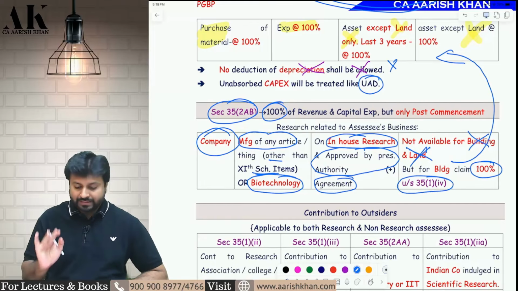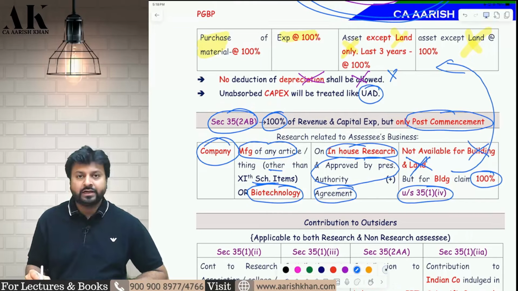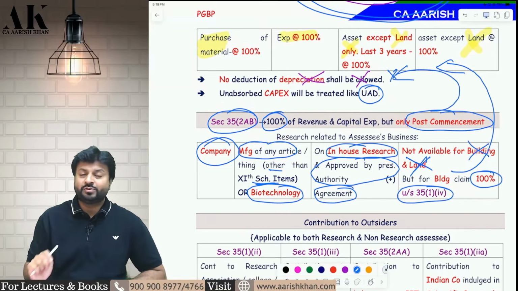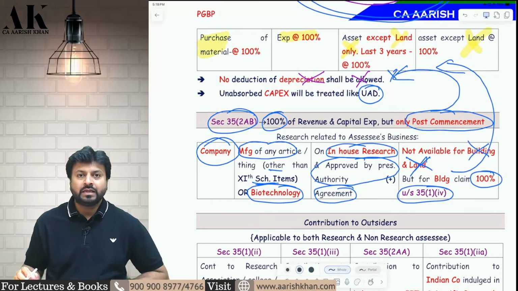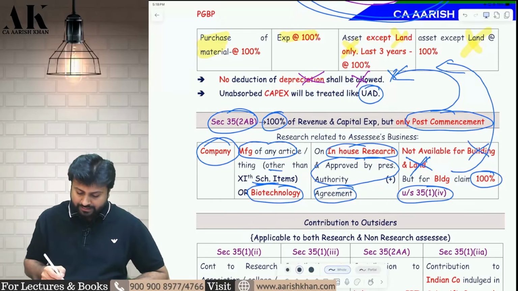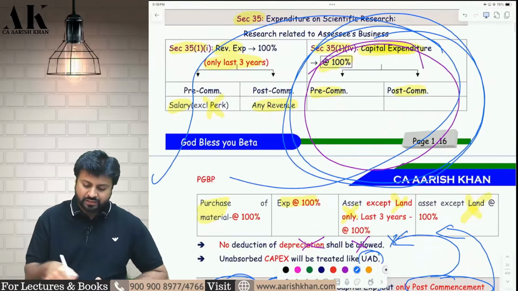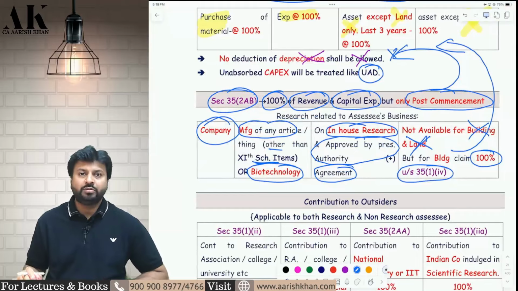There is no harm. Plus, this section only allows post-commencement deduction. So, for pre-commencement deductions for revenue as well as capital expenditure, you can go to the previous two sections and claim over there. Apart from that, all other revenue and capital expenditure will be allowed. But there are a lot of conditions over here. So, it is better you go to the earlier sections and claim the deduction rather than coming over here. Okay. I hope it is clear to all of you.